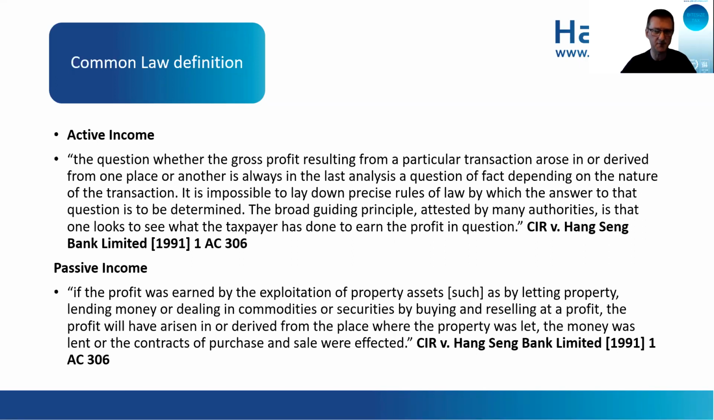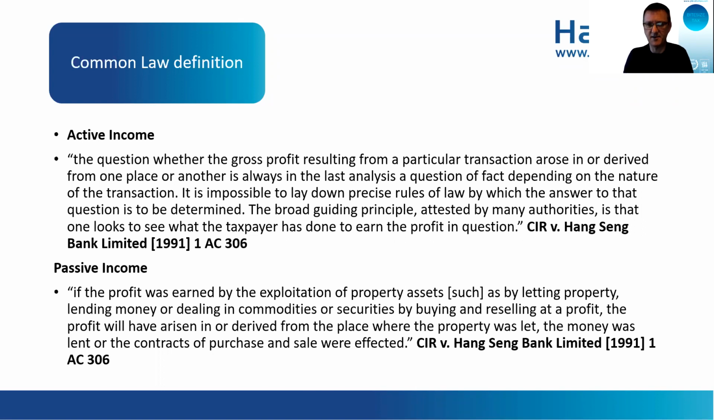Now, on to passive income. This is slightly trickier. Justice Bridge says, if the profit was earned by the exploitation of property assets, such as by letting property, lending money, or dealing in commodities or securities by buying and selling at a profit, the profit will have arisen in or derived from the place where the property was let, the money was lent, or the contracts of purchase and sale were effected, end quote.